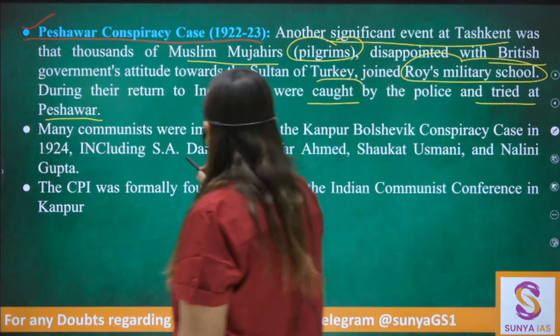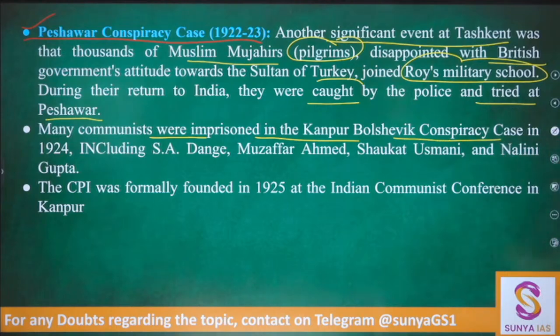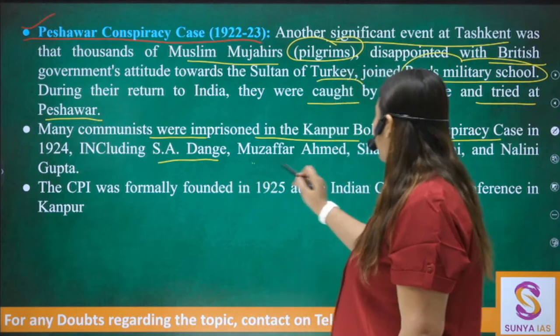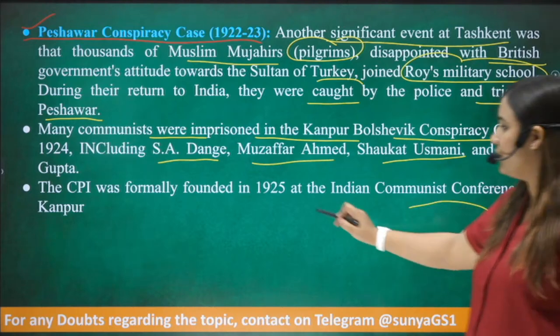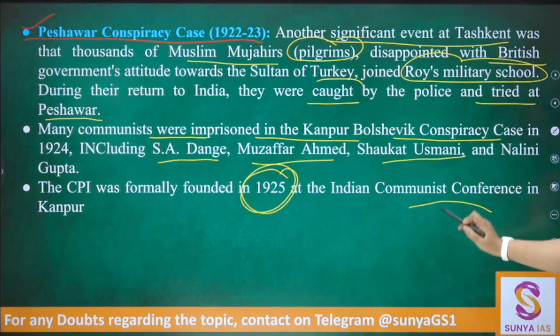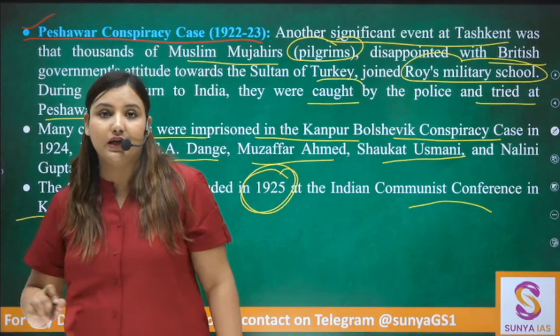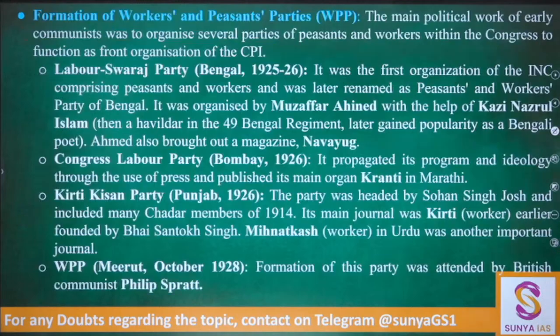And many of the communists were imprisoned in the Kanpur Bolshevik conspiracy case in 1924, including S.A. Dange, Muzaffar Ahmed, Shaukat Usmani and Nalini Gupta. The CPI was formed in 1925 at the Indian Communist Conference in Kanpur. So CPI is very, very important for us. We all need to remember this name. Clear? Now, formation of the Workers and Peasants Party.